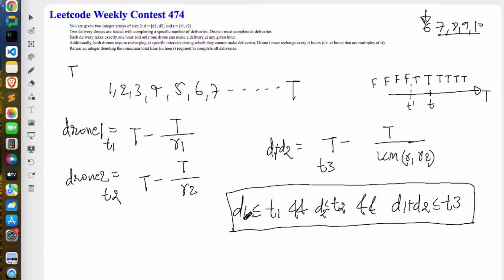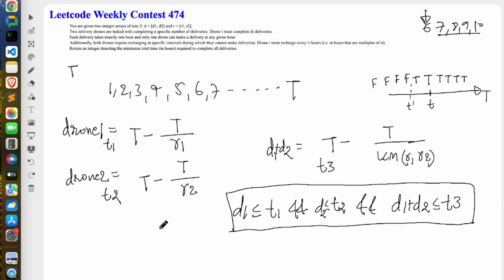Let's see how. What is this d1? d1 is the number of deliveries which drone number 1 has to make, right? And we know that by the time t, you have these many times left where your drone number 1 can make the delivery. So your d1 must be less than or equal to t1. Similarly, for drone number 2, these are the number of deliveries drone number 2 has to make, and t2 is the time you have when you can make the delivery. So d2 must be less than or equal to t2.